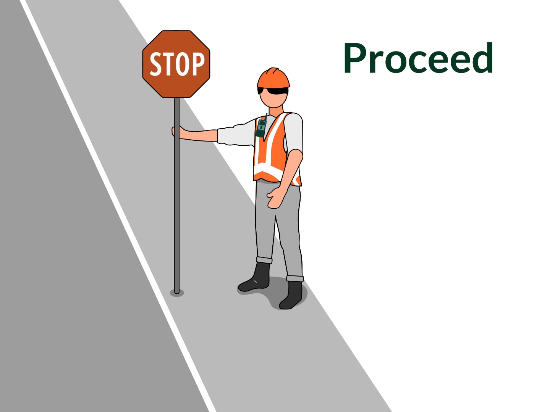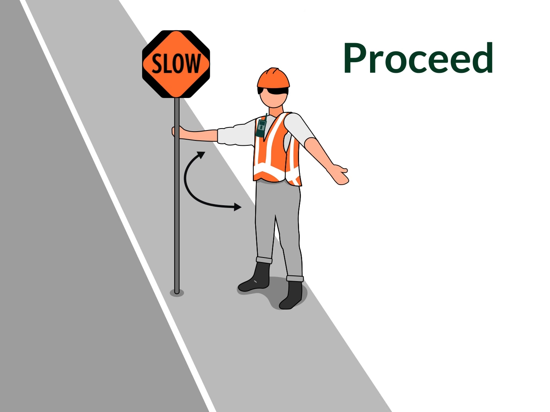To signal for vehicles to proceed, aim the slow paddle face toward road users. Motion for road users to proceed by moving your free hand horizontally from left to right. For added emphasis, as you motion, you may point in the direction they should move.